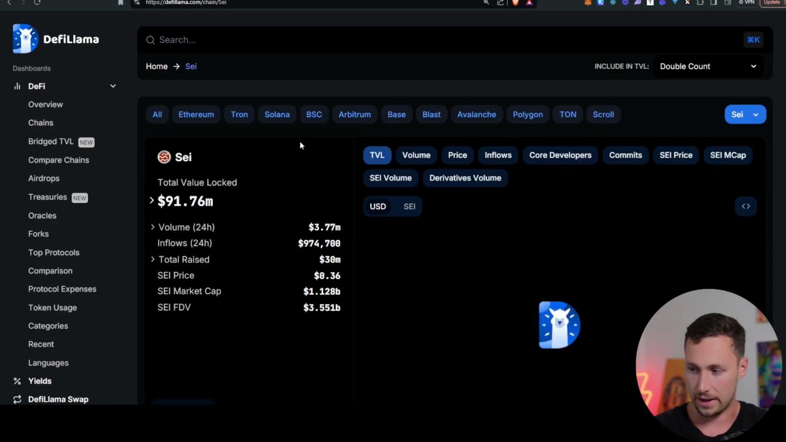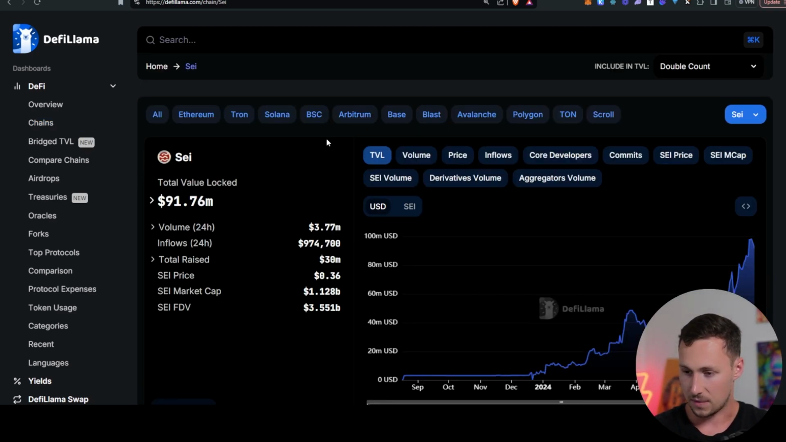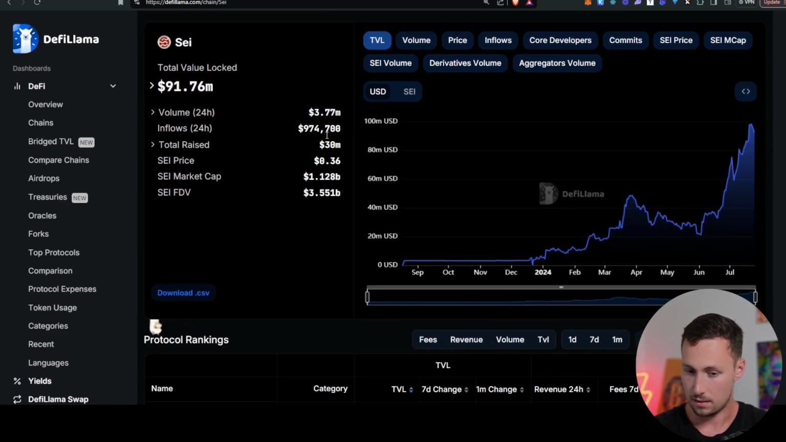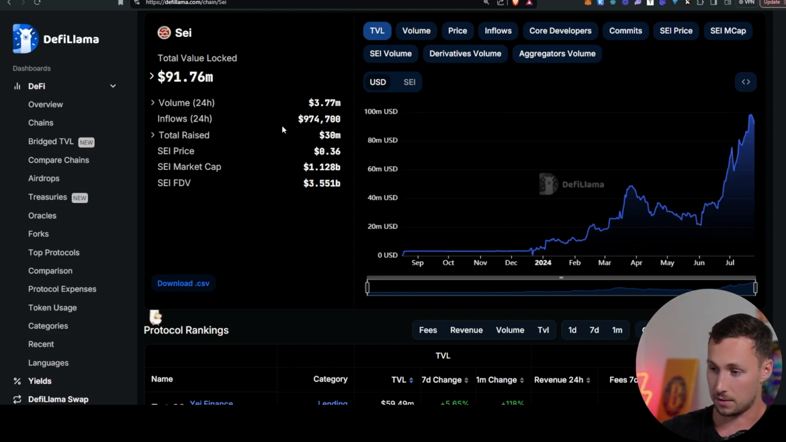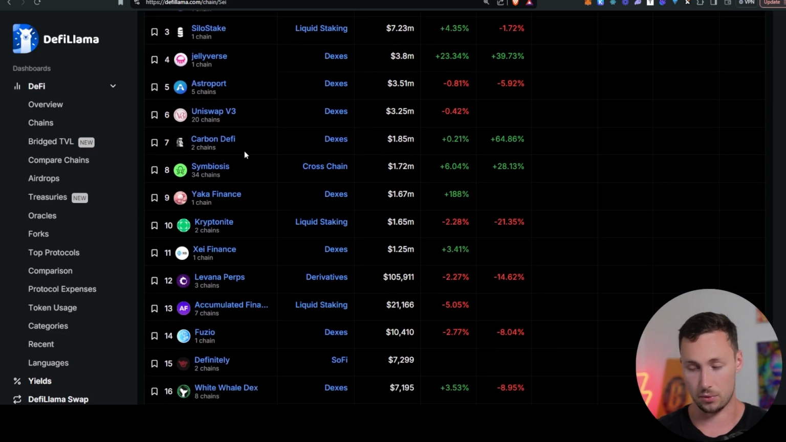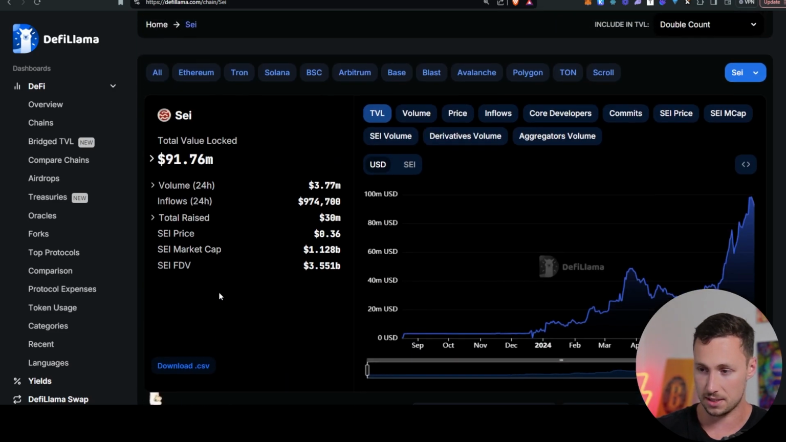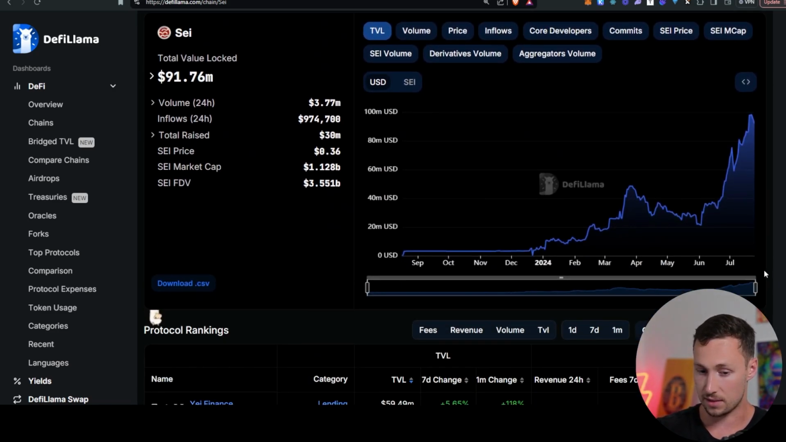And now I am on the Sei page, and we can see here fundamentals are actually looking pretty good. The total value locked, aka the deposits in every protocol on Sei, of which there's a couple dozen, have been going crazy recently.